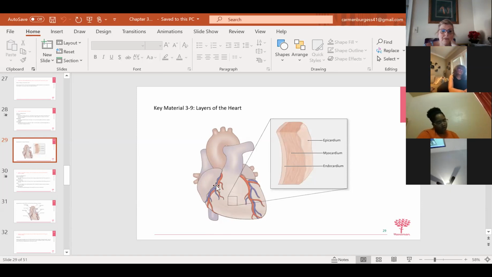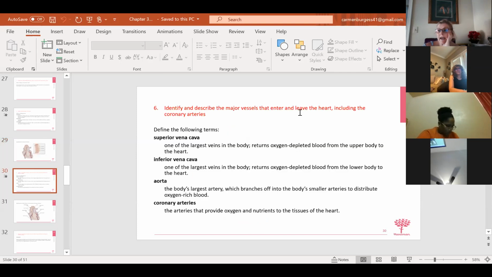Those three layers, this is the outer, and then there's this sac that it sits in. It doesn't show it on this side, but this is the pericardium. See how this layer is really thick? That's that thick muscle that allows for contraction and relaxation and pumping of the heart. You're gonna have to be able to identify these major vessels that enter and leave the heart.